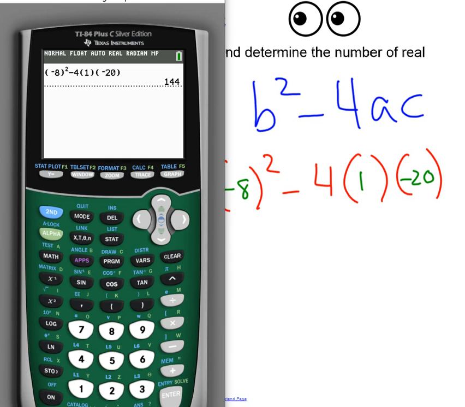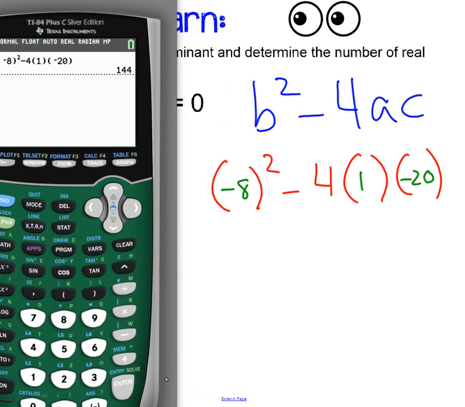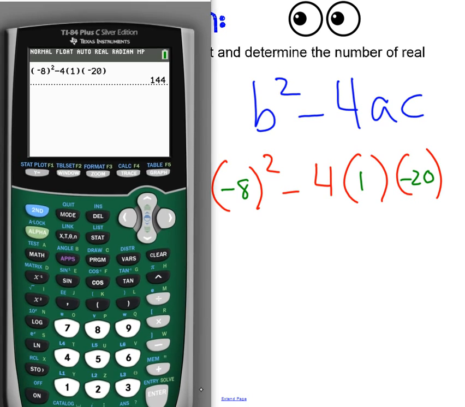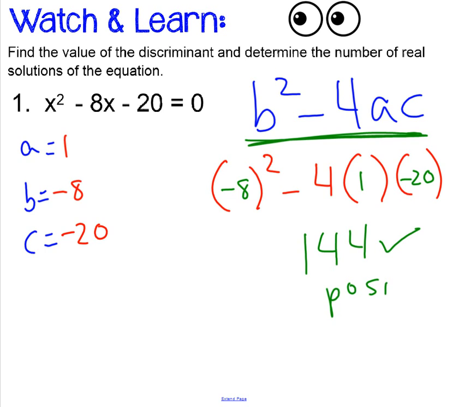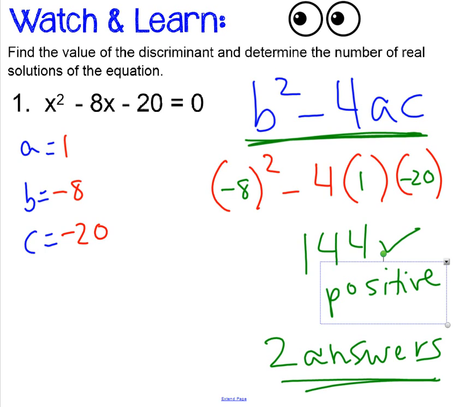All right, I got 144. Let me double check that. Negative 8 squared minus 4 times 1 times negative 20. So what happens? Now, that doesn't mean the solution to this quadratic is 144. The discriminant is 144. And 144 is positive. So I don't know what the solutions are, but this has two solutions. This discriminant says there are two solutions. I don't know what they are. I just know that there are two.